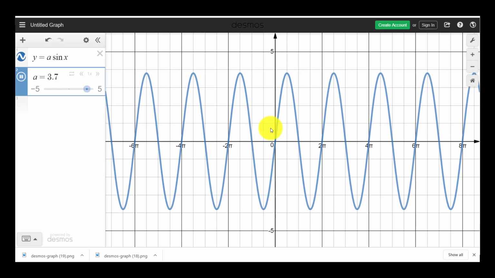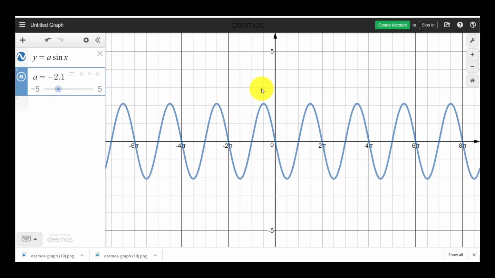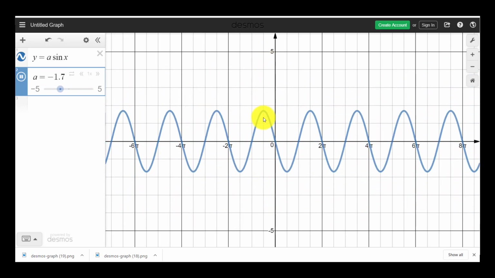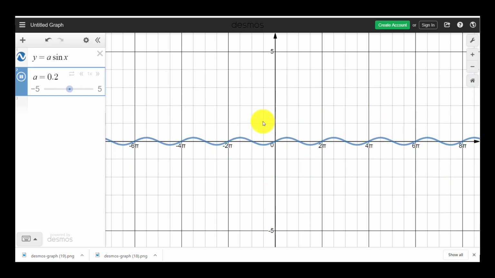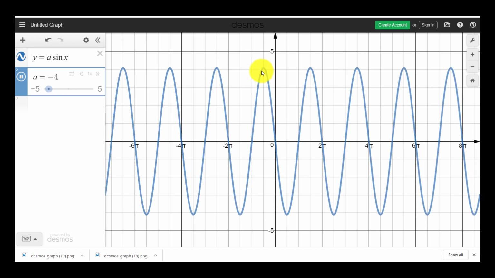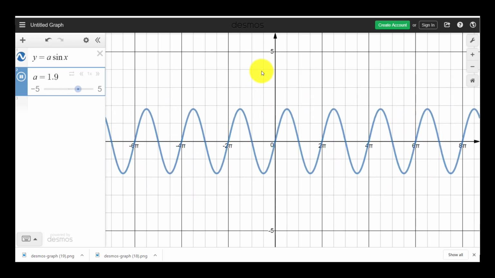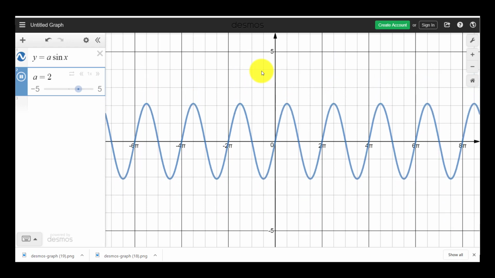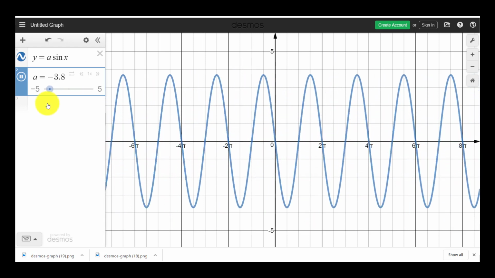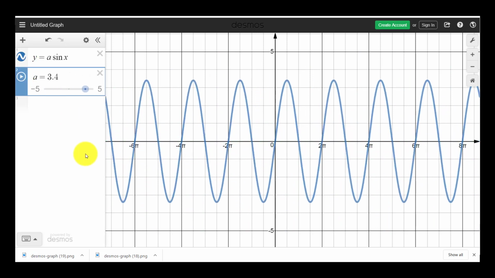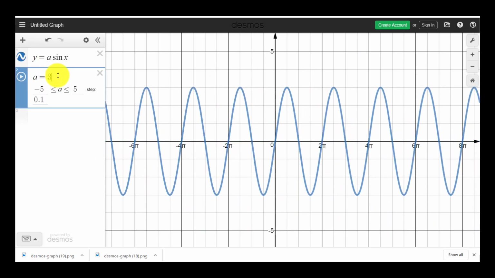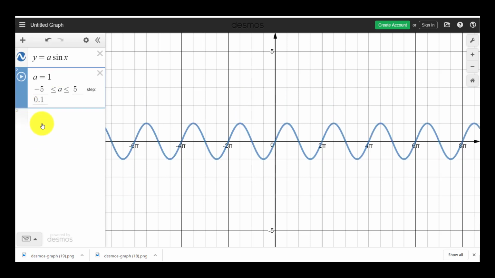When A becomes negative, the whole graph is flipping. This bit is now high; A is negative, and this peak is now a trough, it's low, and now the trough becomes a peak again. So it's actually inverting itself, and the bits that were negative are now positive, and the bits that were positive are now negative. Definitely worth investing your time setting up a slider with A and just having a look at what happens. So I'll stop A there, and I'm going to set A back as 1. 1's our standard for a multiplier. 1 is called the multiplicative identity, so it's where we're back to normal.